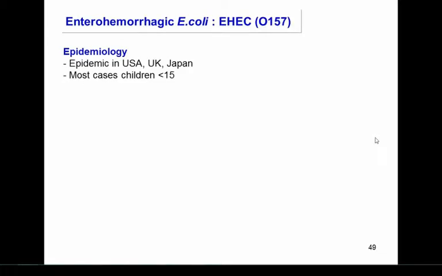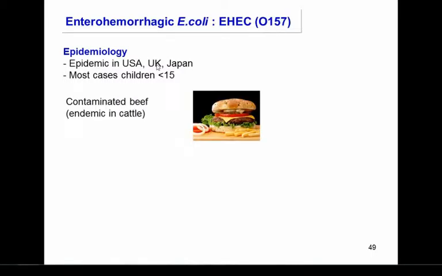And the last one that we need to think about is enterohemorrhagic E. coli, which is the most severe form. So there have been several epidemics in developed countries. So this is not a problem in developing countries. And most cases are in children under 15 years old. And in most cases, the source is from contaminated beef that has been undercooked.